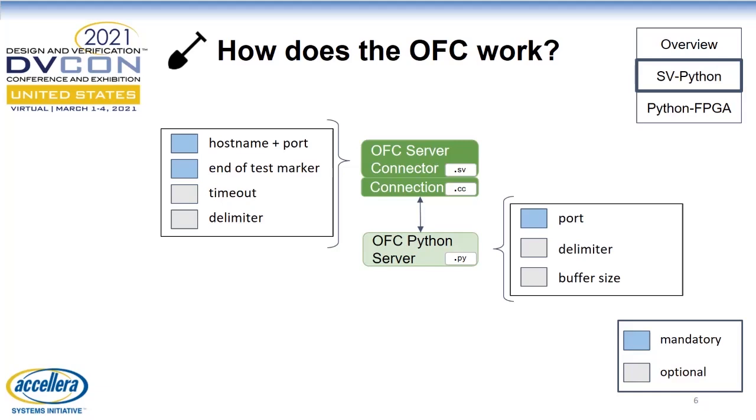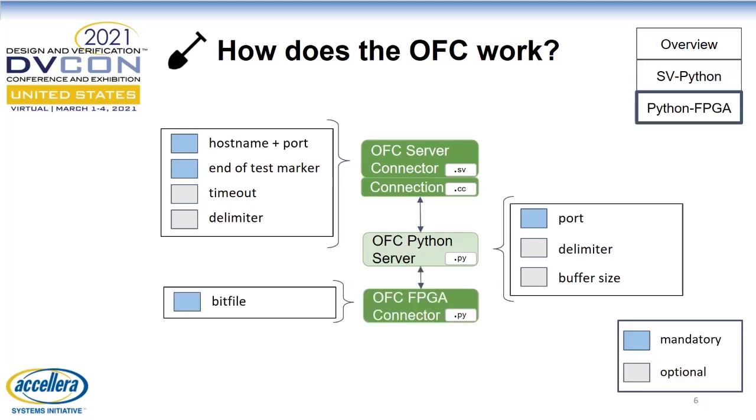For the OFC Python server, you should provide the port number for the server, and it has to be the same as the one configured for the OFC server connector. Optionally, you can also change the default delimiter character, but you need to make sure that the same character is being used on the OFC server connector side, and you can also configure the buffer size of a TCP message. For the OFC FPGA connector, you have to provide a bit file for configuring the programmable logic side of the PYNQ board. In this way, the OFC can handle the programming of the FPGA side, and it can identify and use the DMA modules within the design.